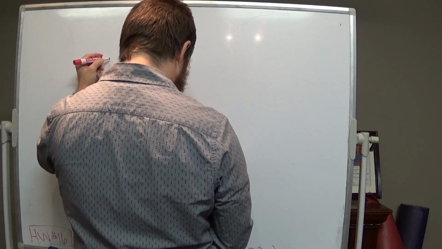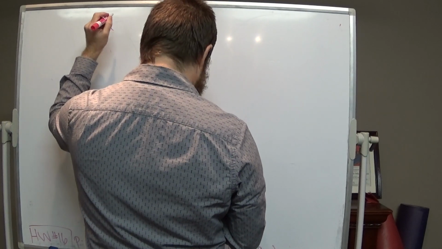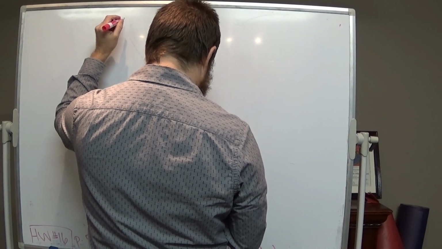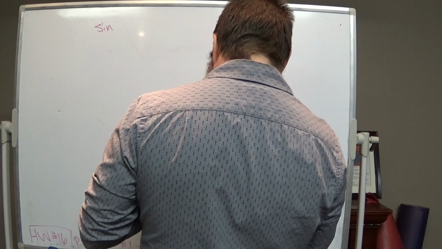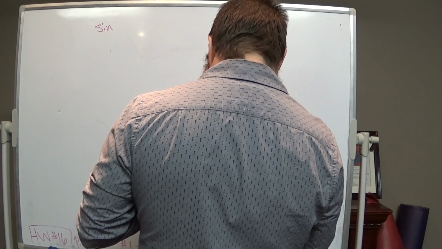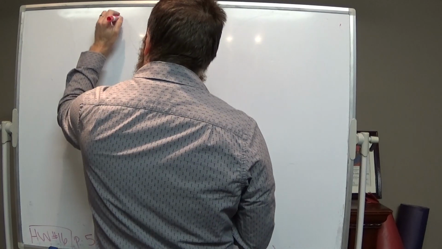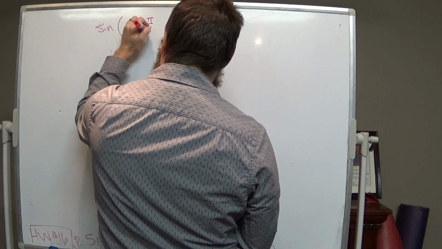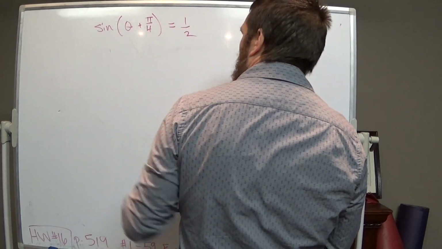Find all solutions to sine. Oh wait, was this one that you're going to... I'm sorry, give me a second. 5, 9, skip it, do it, skip it. You're skipping 15, so we're going to do 15. Sine of theta plus pi over 4 equals 1/2. Okay.